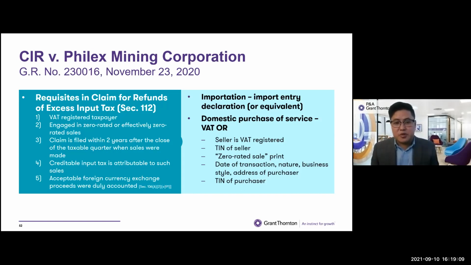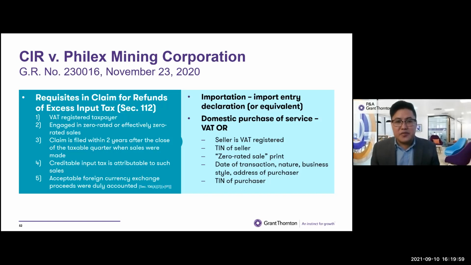The Supreme Court made it clear that this information enumerated here should be disclosed or present in the official receipt. Although, of course, the Supreme Court merely emphasized this, this is required also in the BIR circulars and regulations. So the seller must be VAT registered. Of course, the name of the seller must be indicated in the OR. The TIN of the seller must be indicated. The words zero rated sale must be printed clearly. The date of transaction, the nature, the business style, as well as the address of the purchaser must be completely indicated in the receipt. And of course, the TIN of the purchaser must be indicated.